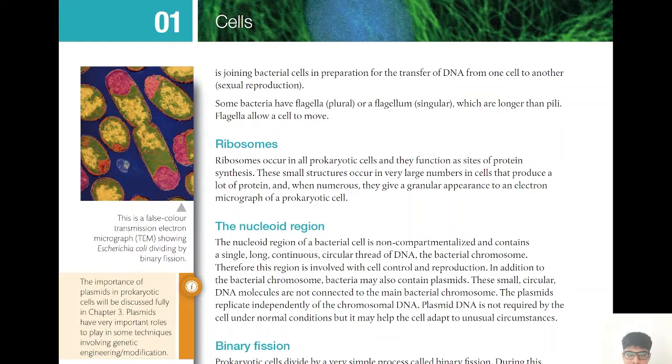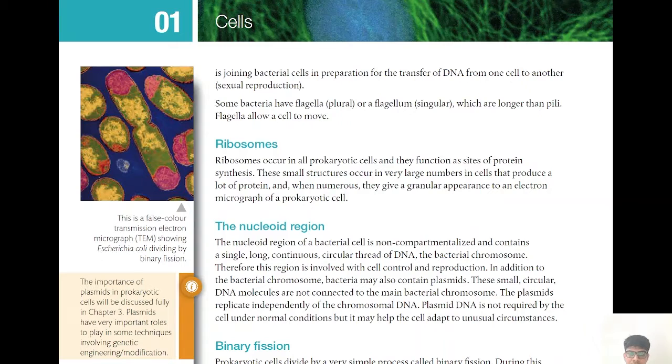These small structures occur in very large numbers in the cell that produces a lot of proteins, and when numerous they give a granular appearance to electron micrographs of the prokaryotic cell. And the nucleoid region of the bacterial cell is non-compartmentalized and contains a single long continuous circular thread of DNA, the bacterial chromosome.